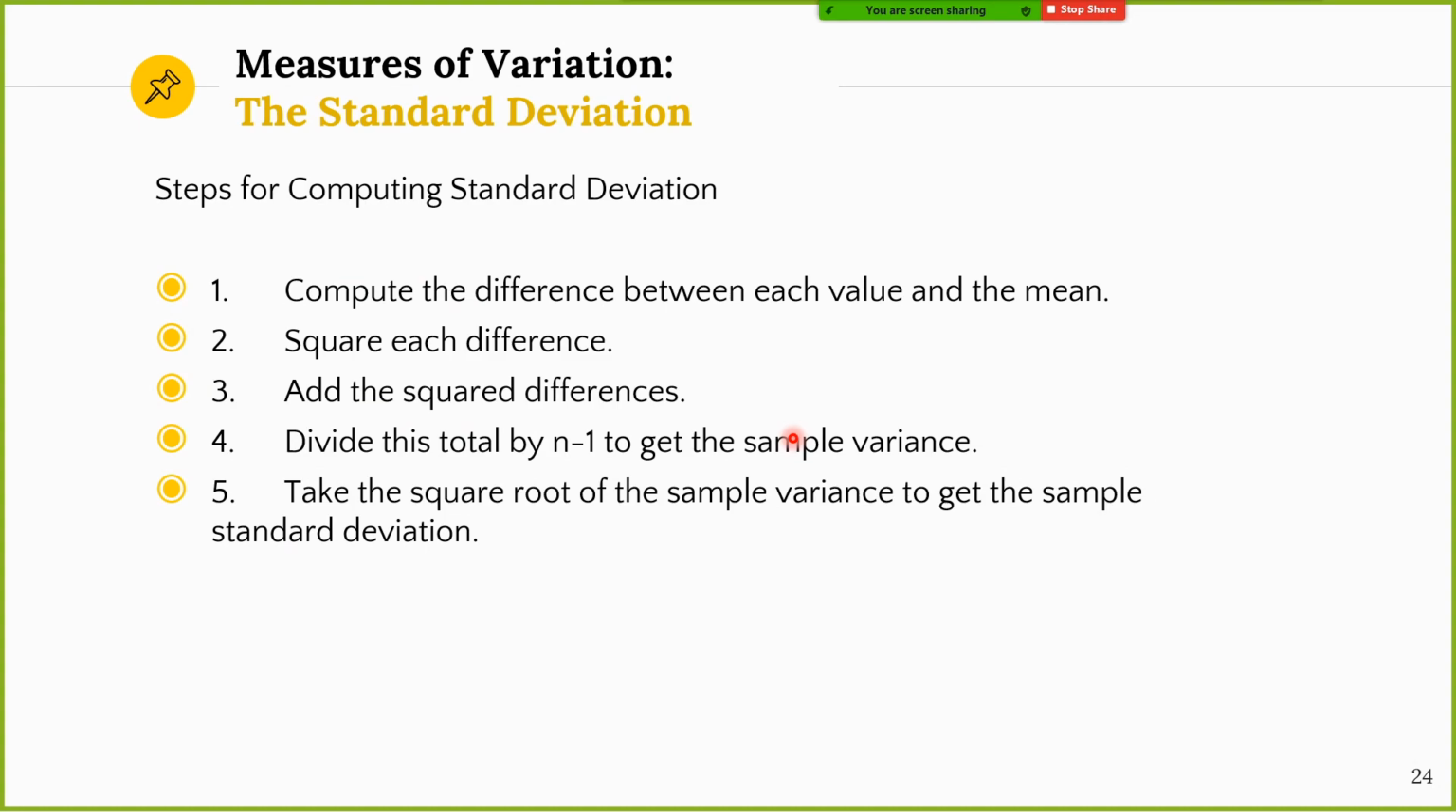This is the step of how to compute the standard deviation. You need to compute the difference between each value and the mean, square the difference, add the squared differences, divide this by n minus 1 of your sample, and take the square root for the sample.